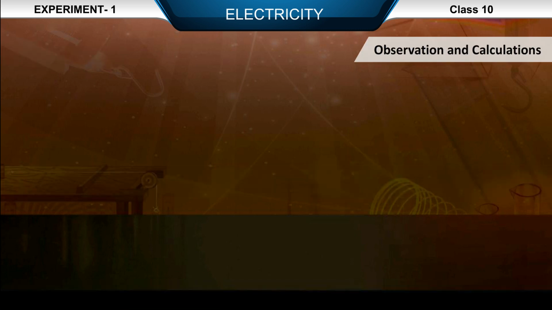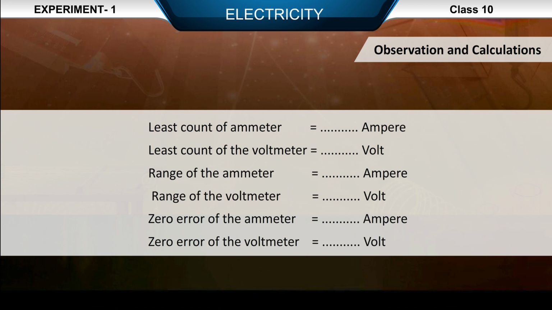Observation and calculations. Least count of ammeter is equal to blank ampere. Least count of the voltmeter is equal to blank volt. Range of the ammeter is equal to blank ampere. Range of the voltmeter is equal to blank volt. Zero error of the ammeter is equal to blank ampere. Zero error of the voltmeter is equal to blank volt.